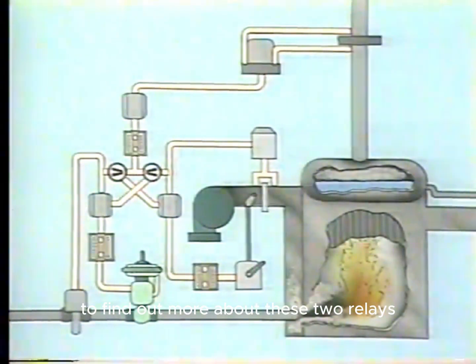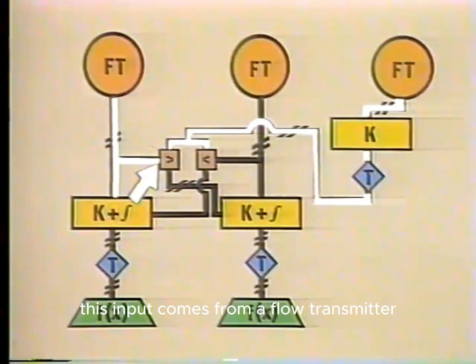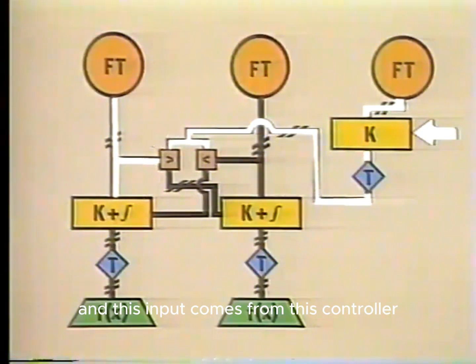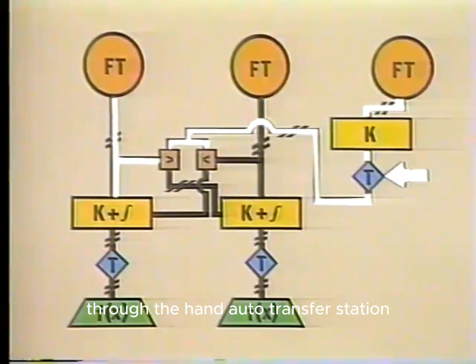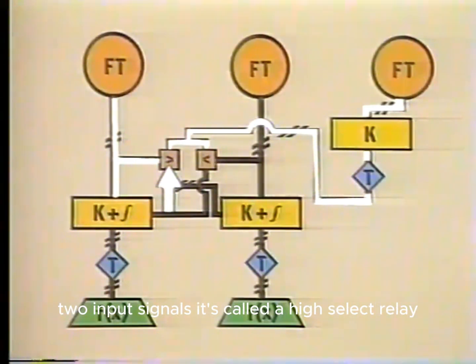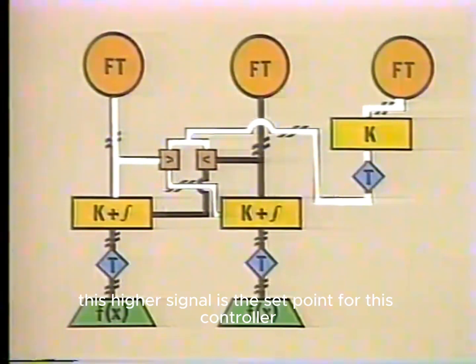To find out more about these two relays, let's go to a logic diagram of the modified control system. These are the two relays that have been added to the combustion control system. There are two inputs to this relay. This input comes from a flow transmitter, and this input comes from this controller through the hand auto transfer station. The symbol on this relay means that it responds to the higher of the two input signals. It's called a high select relay. It responds by passing only the higher of the two signals through it. This higher signal is the set point for this controller.